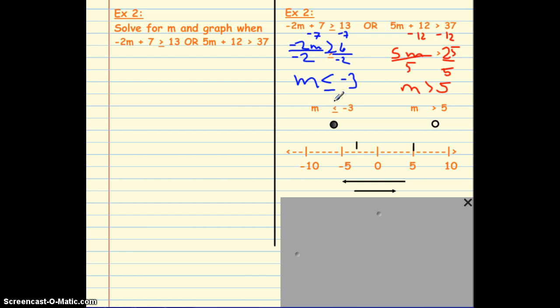So m less than or equal to negative 3, we're going to use our closed in, filled in circle, and we're going to go to negative 3, 1, 2, 3, and I'm going to put my filled in dot, and it needs to go less than, so I can take this arrow going to the left. Or m has to be greater than 5. So I'm going to go to 5, I'm going to put my open circle, because it can't include 5, just greater than, and it's going to go to the right. So any solution over here will work, any solution over here will work. Okay, so m has to be less than or equal to negative 3 or greater than 5.